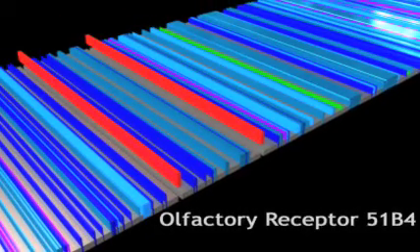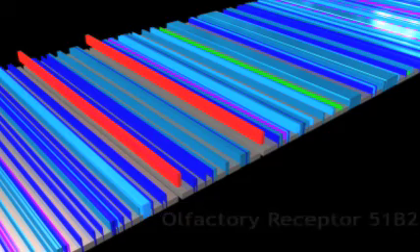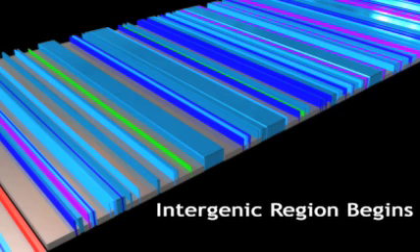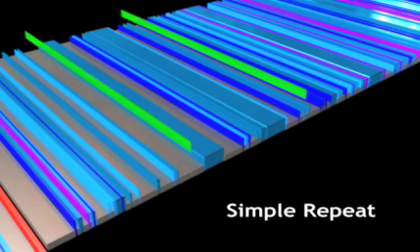Next, we encounter 2 small genes that encode olfactory receptors, common features of chromosome 11. These are followed by an intergenic region of 183,000 nucleotides, lacking any known genes. Scattered throughout this region are numerous simple repeats composed of multiple copies of a repeated sequence of 2 to 50 nucleotides. 2 green blocks identify repeats longer than 100 nucleotides.